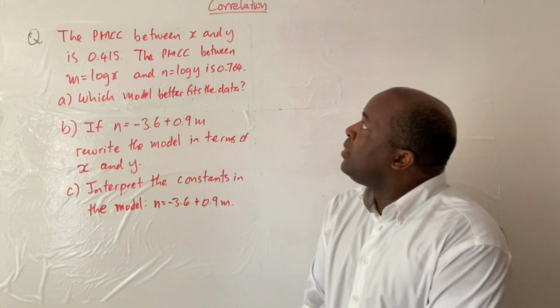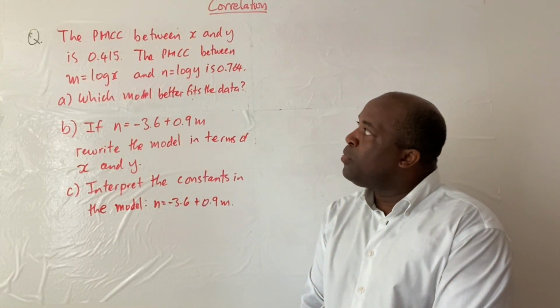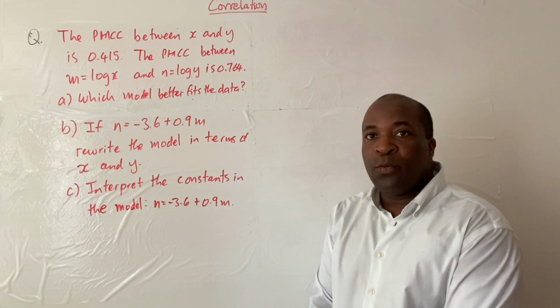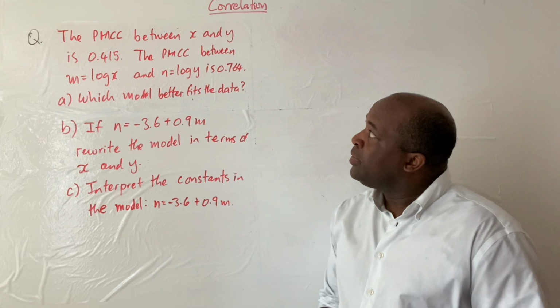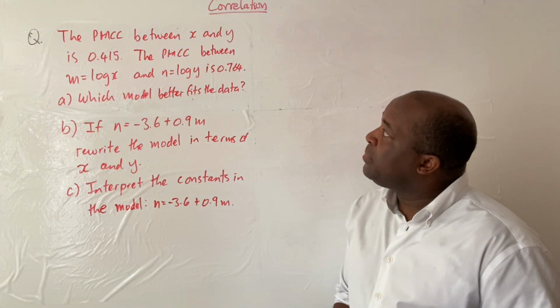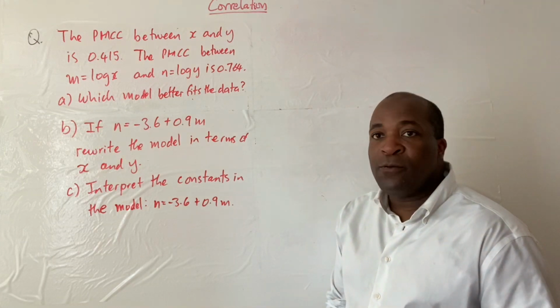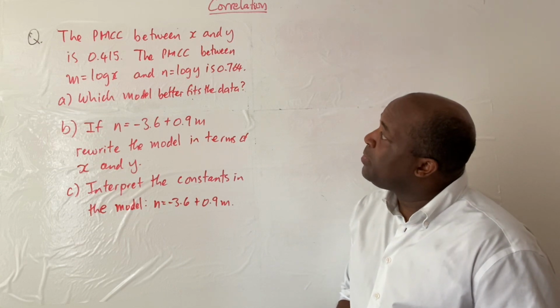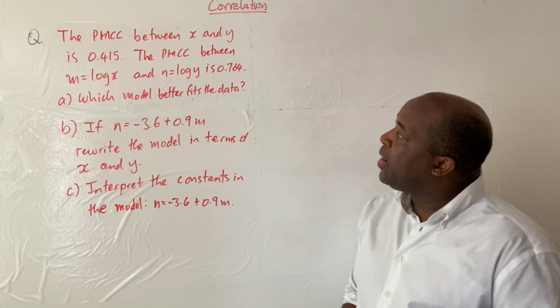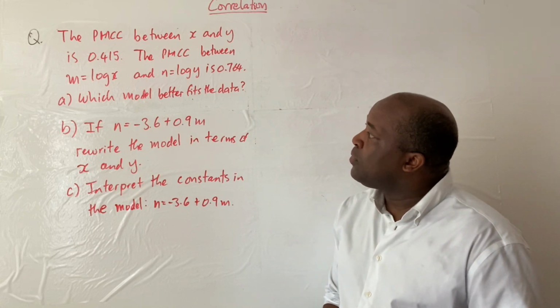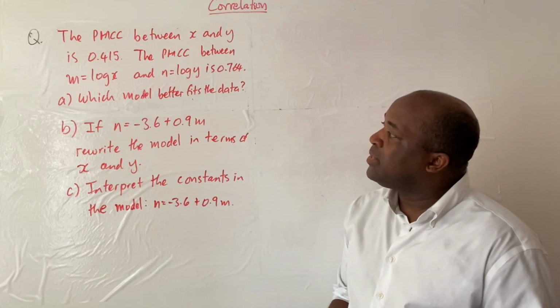Hi everyone. So we're looking at the product moment correlation coefficient between X and Y in the context of modeling of data. We're told that the PMCC between X and Y is 0.415. We're also told that the PMCC between M equal log X and N equal log Y is 0.764. Which model better fits the data?